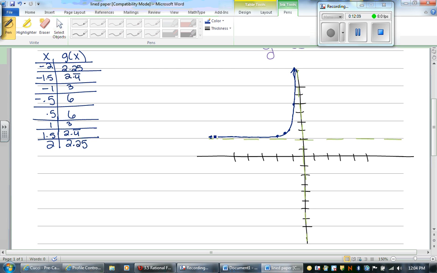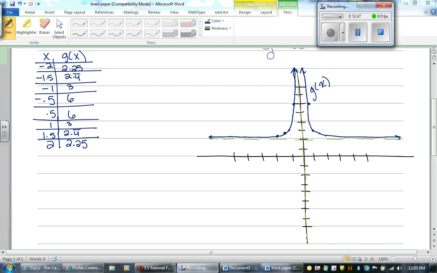On the other side, we have 0.5 at 6. We have 1 at 3. We have 1.5 and 2. Okay, so the same thing is happening here. It's going up and getting arbitrarily close, but never actually touching. And same thing along this axis here. Okay, so here is our function g of x. Okay, so that's how we graph using our asymptotes.